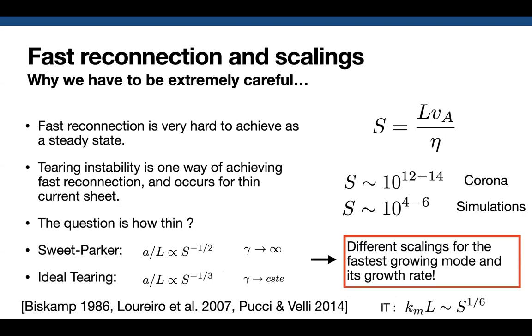So here I want to say that when we do simulations of fast reconnection, we have to be extremely careful, because we are obviously not in the right regimes when we are doing MHD simulation, and especially large-scale MHD simulation. What we can expect from simulation is to have Lundquist numbers of 10 to the 4 or 10 to the 6, whereas in the corona we have 6 orders of magnitude higher. And it's very key, because depending on the behavior of the reconnection process, you have very different behaviors.